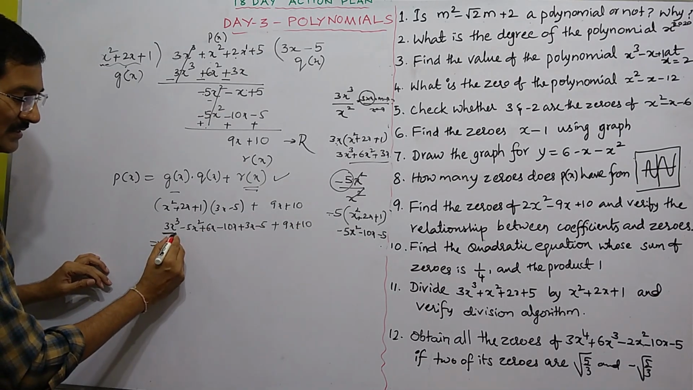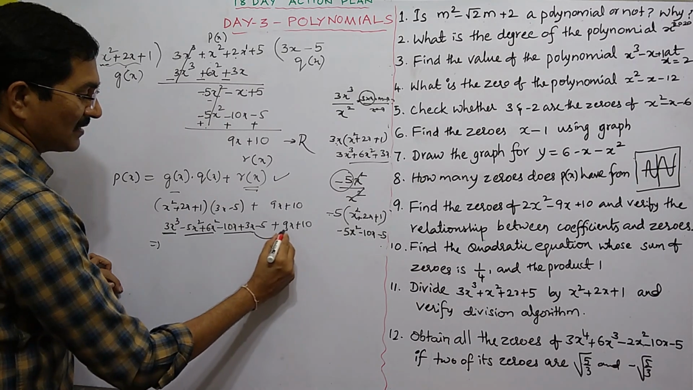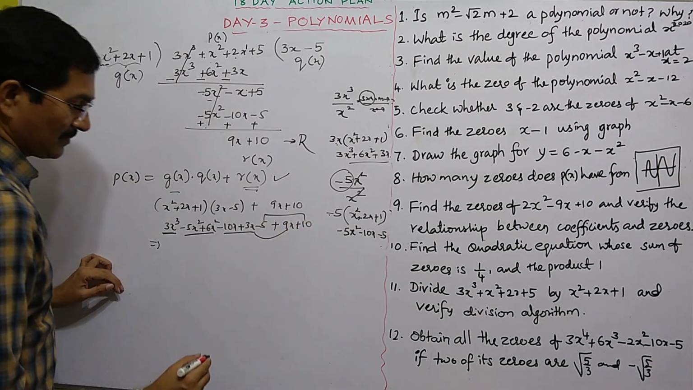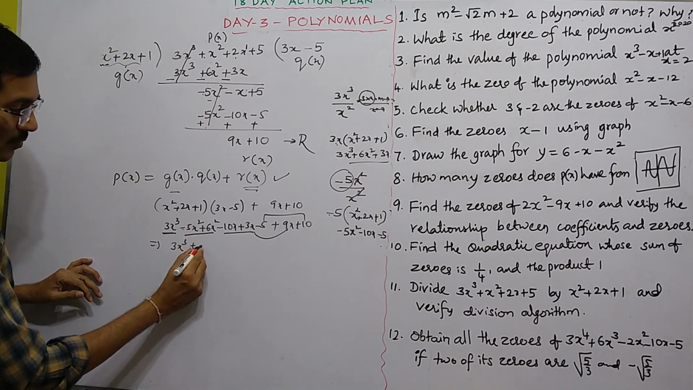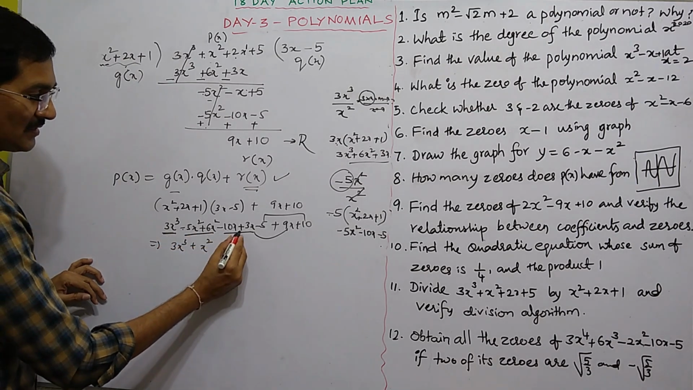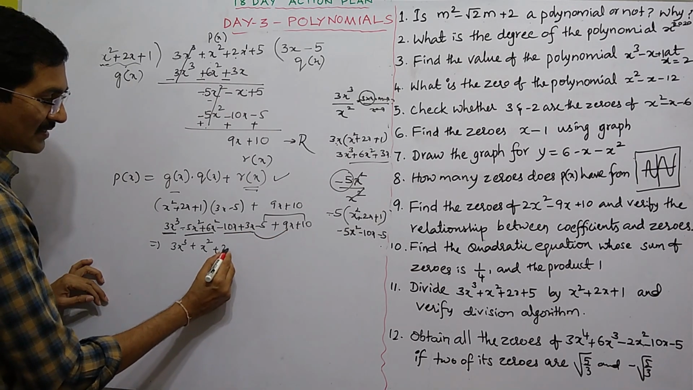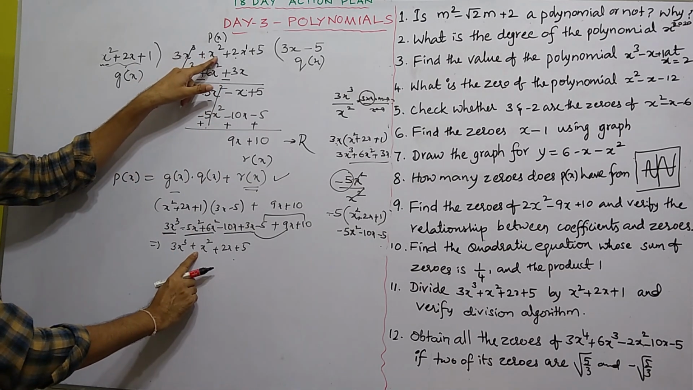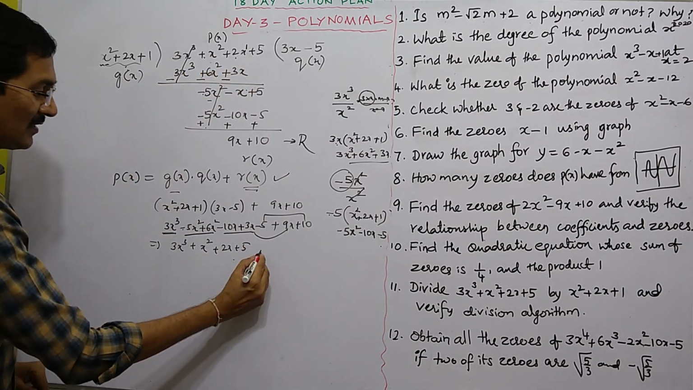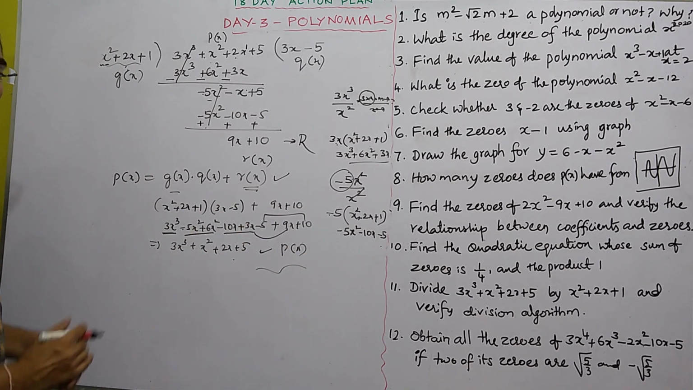Now this makes one term. Now these two make one term. These two make one term along with this, and these two make one term. Now 3x cube. These two make it 1x square. These make minus 7x, plus 2x, plus 5. Is it equal to this one? So 3x cube, x square, 2x plus 5. So this is equal to p of x. Hence, the division algorithm is verified.